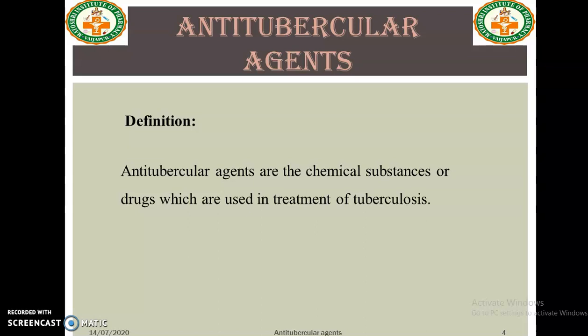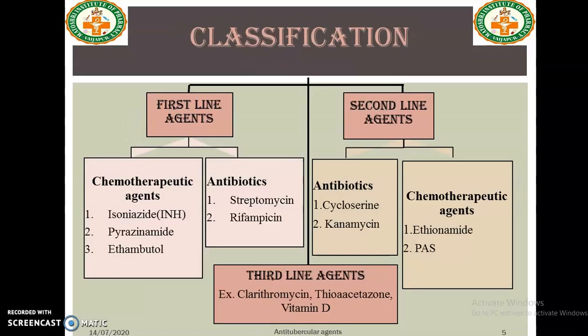So firstly, let us revise what are antitubercular agents. Definition: antitubercular agents are the chemical substances or drugs which are used in treatment of tuberculosis. Classification: as we have studied, these antitubercular agents are classified into three types, that is first line agents, second line agents and third line agents.